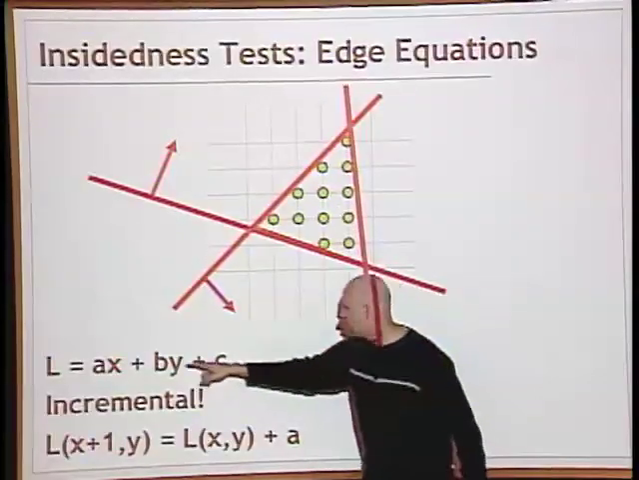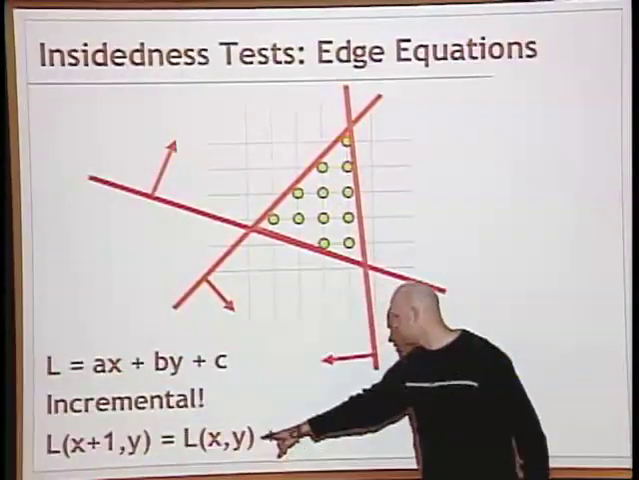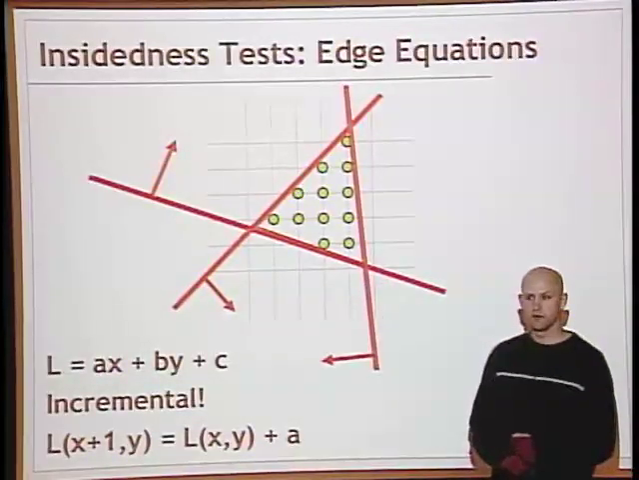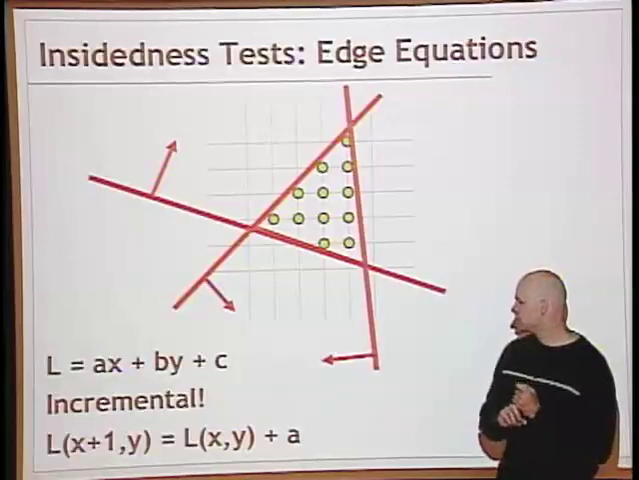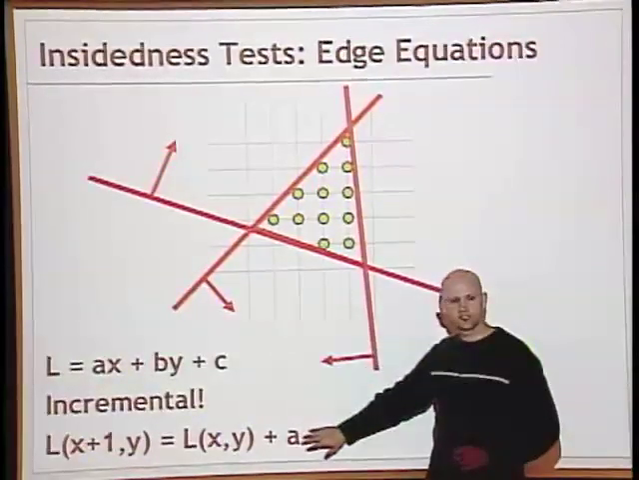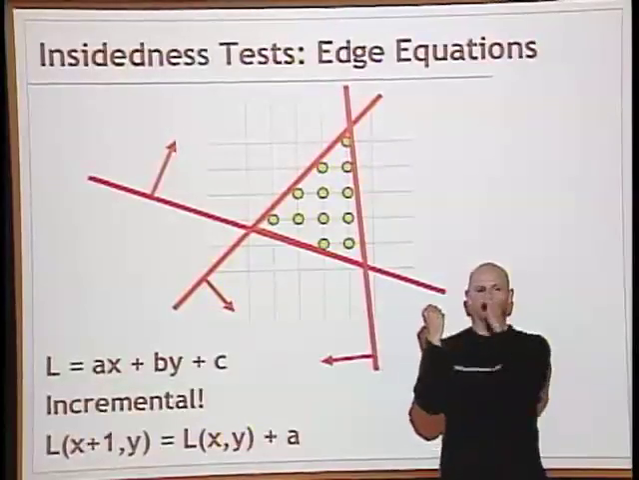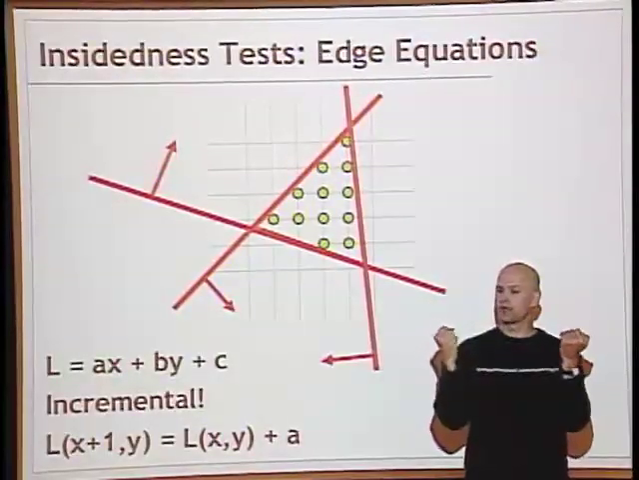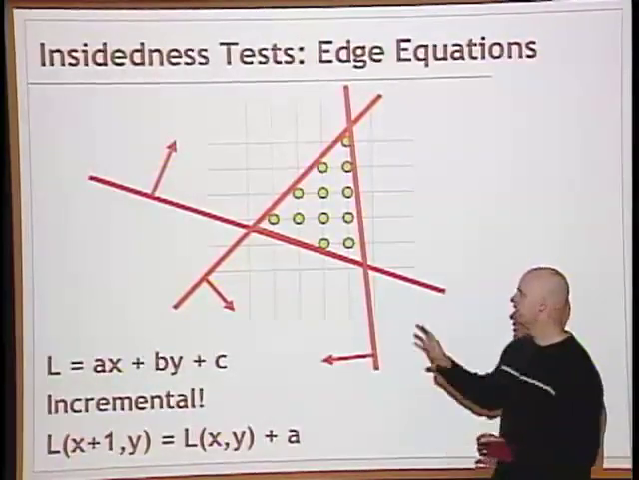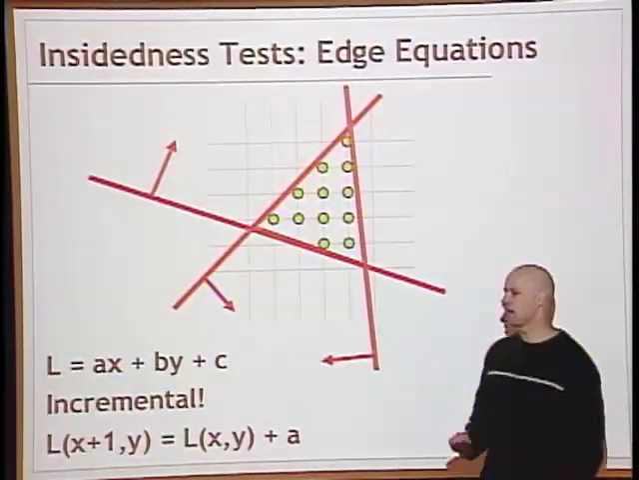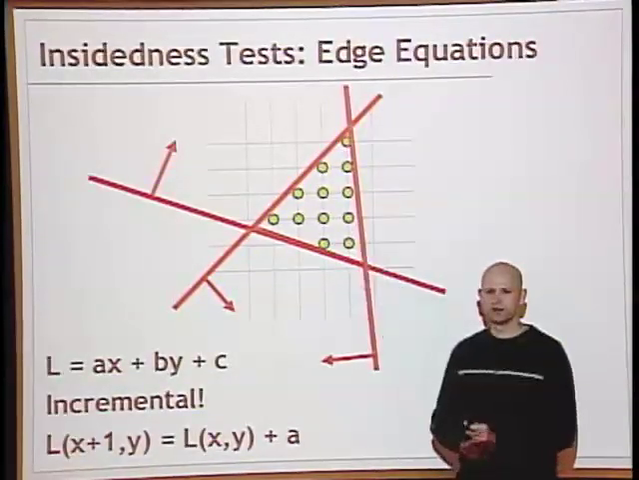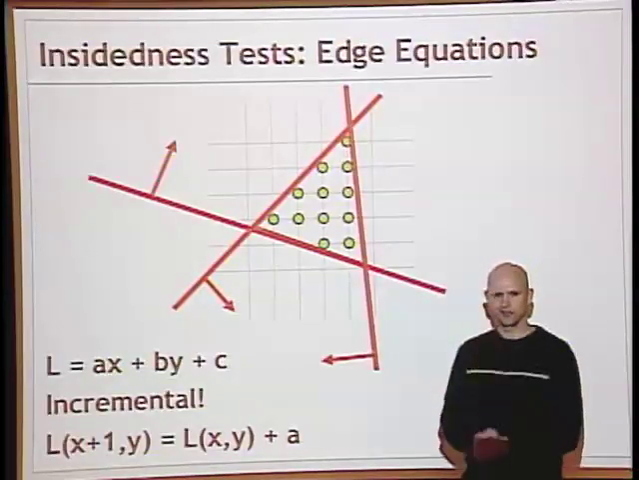Okay? That if I use this and I know X plus Y, I can easily get L of X plus 1, comma Y. So it's an incremental calculation. I don't have to do all these multiplies and adds. I just have to do a single add if I'm moving from one pixel to its neighbor pixel. That's very handy. And I would really like to build a rasterizer that takes advantage of this, because the last thing I want to do is walk through this whole triangle and recalculate 3 line equations at every point. I'm lazy. I want to do as little work as possible.